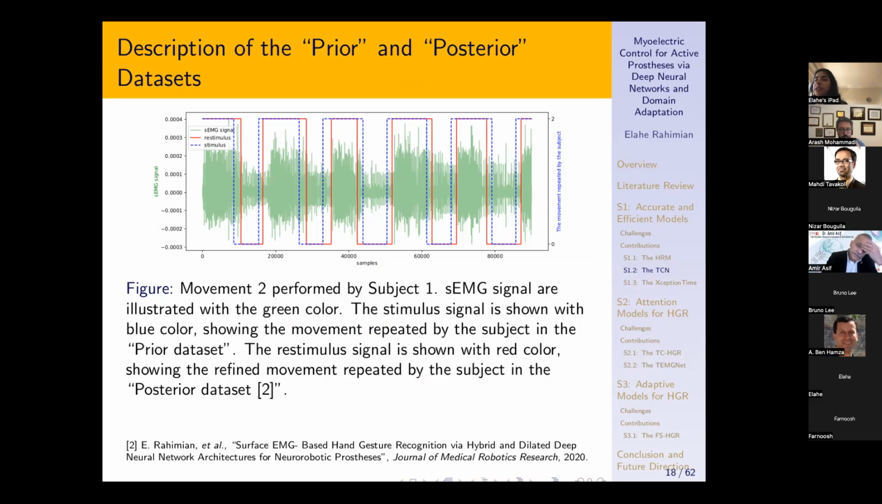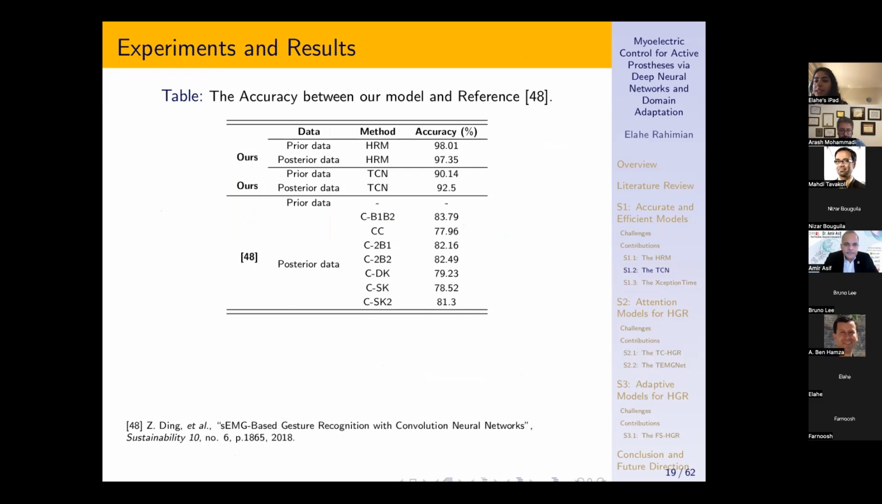So the green color illustrates SEMG signals, and we have a blue dashed signal that is related to the original labeling. It means that when the volunteer observed this blue signal, he or she should perform the gestures. But the thing is that sometimes there is some delay in his reaction. So we should refine those labels, and the refined labels, which refer to the posterior label, are illustrated with the red colors.